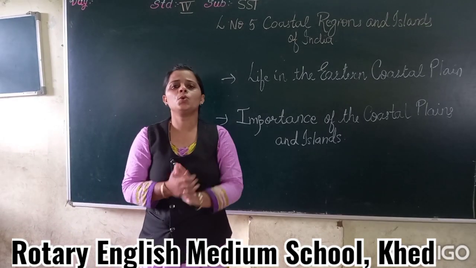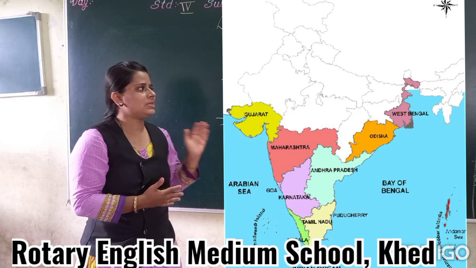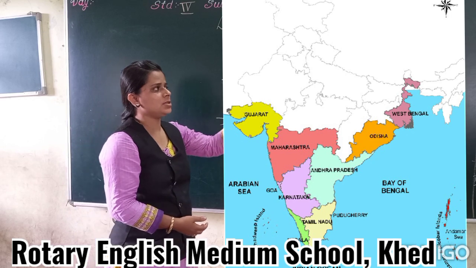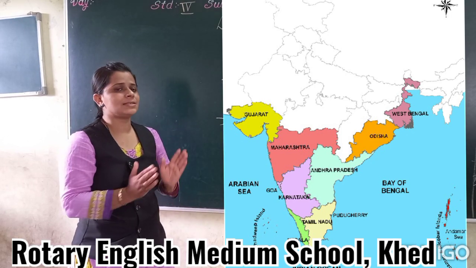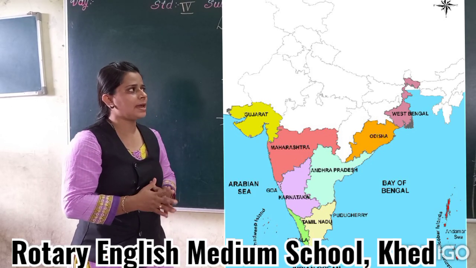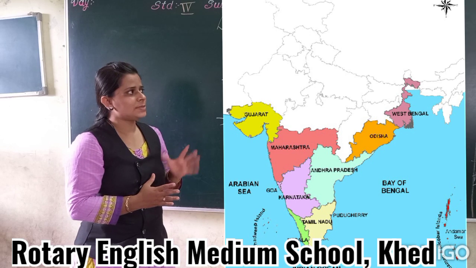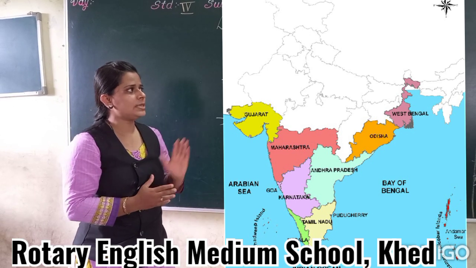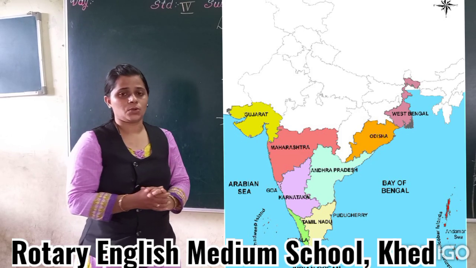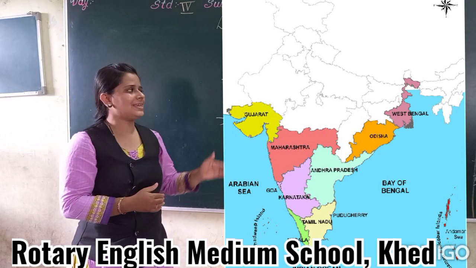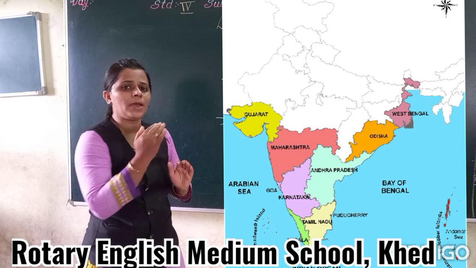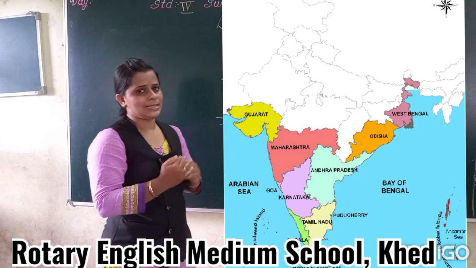So my dear children, do you know which states come in the eastern coastal plain? Now let's see the states. States like West Bengal, Orissa, Andhra Pradesh and Tamil Nadu. These all states lie in the eastern coastal plain. Got it, my children? So one by one we are going to learn about these states.